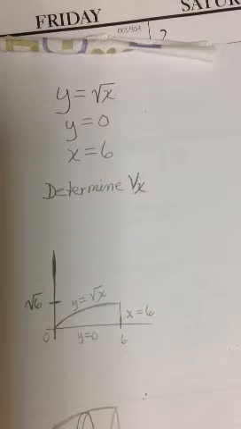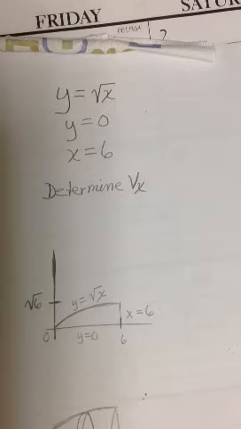Okay, now we have three functions, two that are linear, one that is radical. For the linear functions we have y is equal to 0, x is equal to 6, and we have that y is equal to the square root of x. And we want to determine the volume of the solid generated about the x-axis.